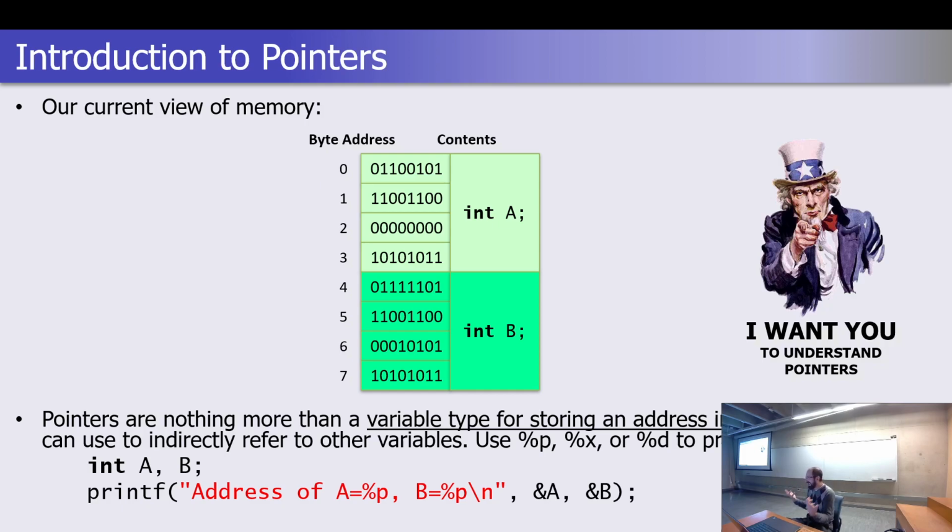We don't see it happening explicitly, but when we declare 2 integers, the compiler is finding 8 bytes of memory for us, and it's putting those variables at those locations in memory. A pointer is nothing more than a variable that is used to store an address in memory, which we can then use to indirectly refer to other variables.